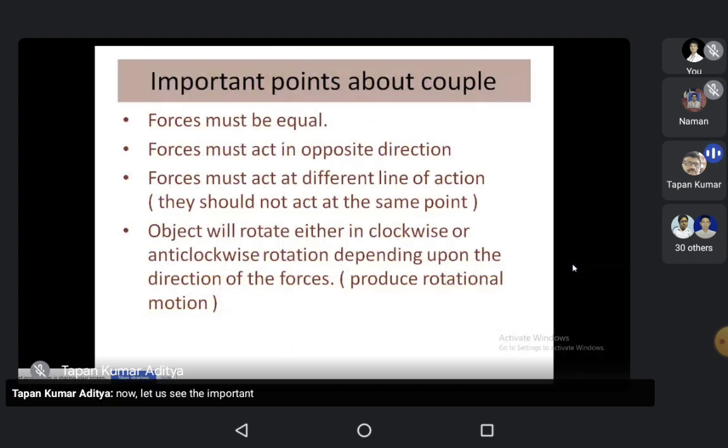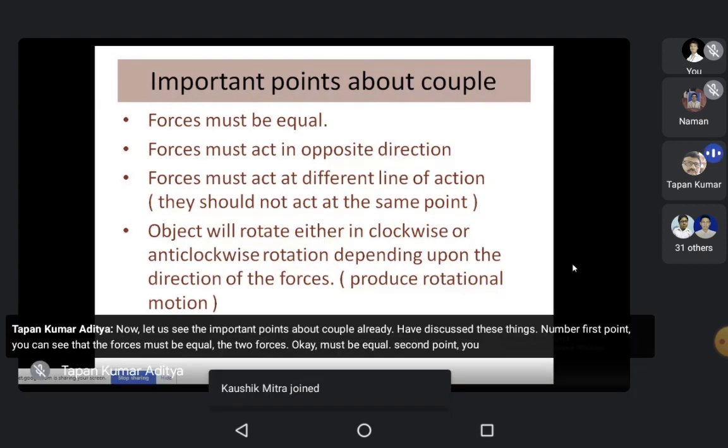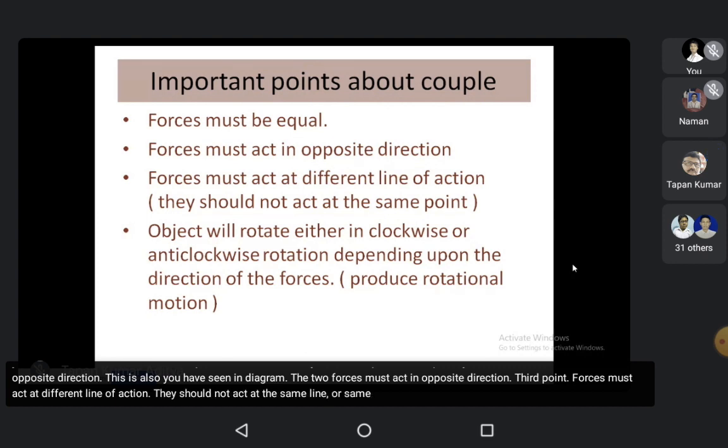Now let us see the important points about couple. Already I have discussed these things. First point: the two forces must be equal. Second point: forces must act in opposite direction, as you have seen in the diagram. Third point: forces must act at a different line of action. They should not act at the same line or same point. The third point is very important.